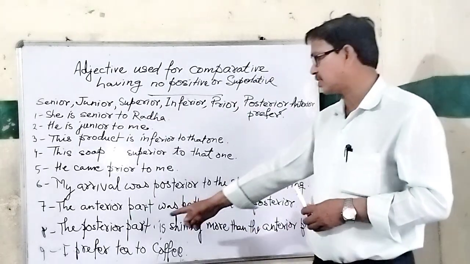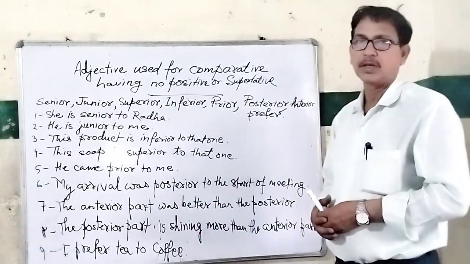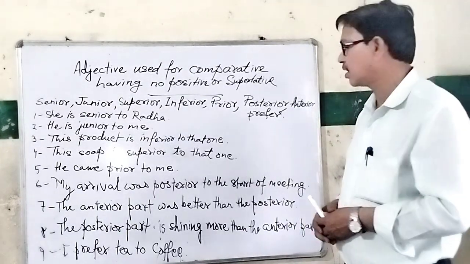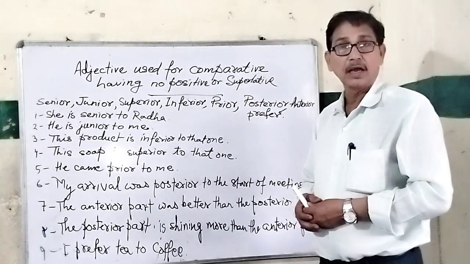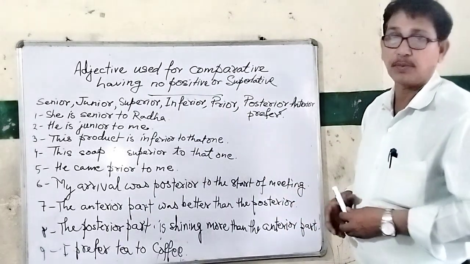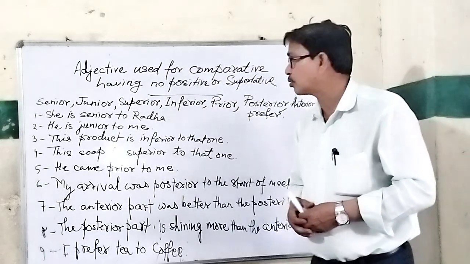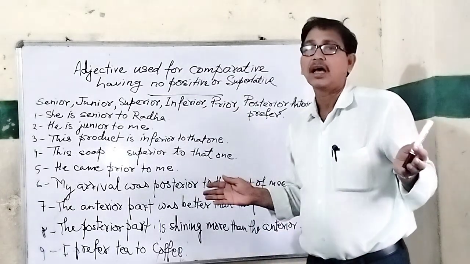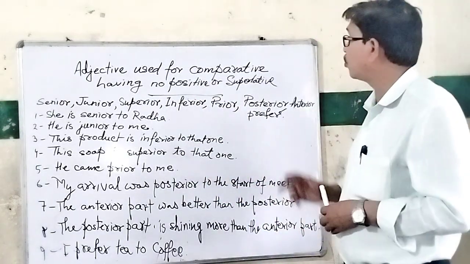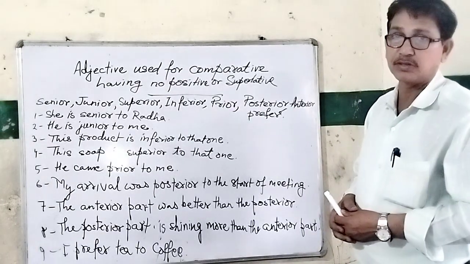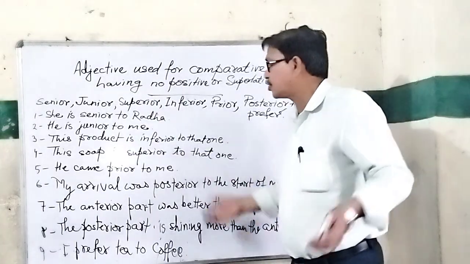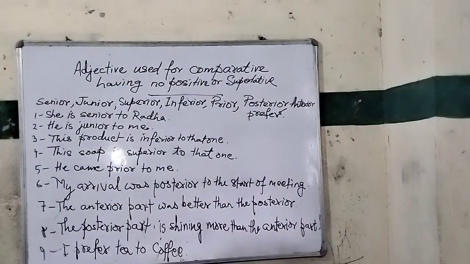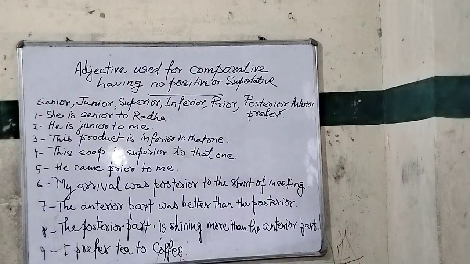The last example is I prefer tea to coffee. Here I am talking about preference. I prefer tea to coffee. This is also a type of comparison with the help of prefer. But prefer is not used as positive and not used as superlative. So in this category we have seen the function of those kinds of adjectives which have no positive and superlative. They are by nature used only in comparative degree. I am sure that you will keep them in your mind so that you will never get confused, and you will always use them with the preposition to, never with than.